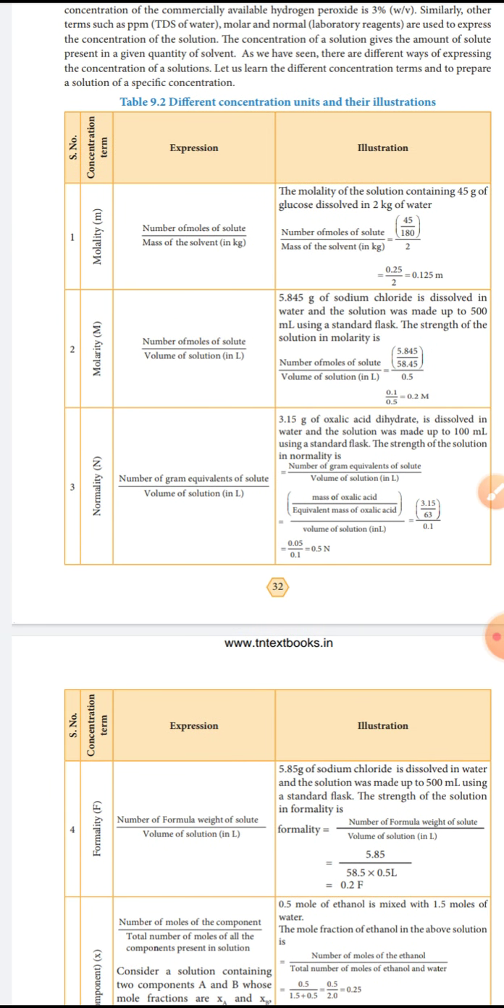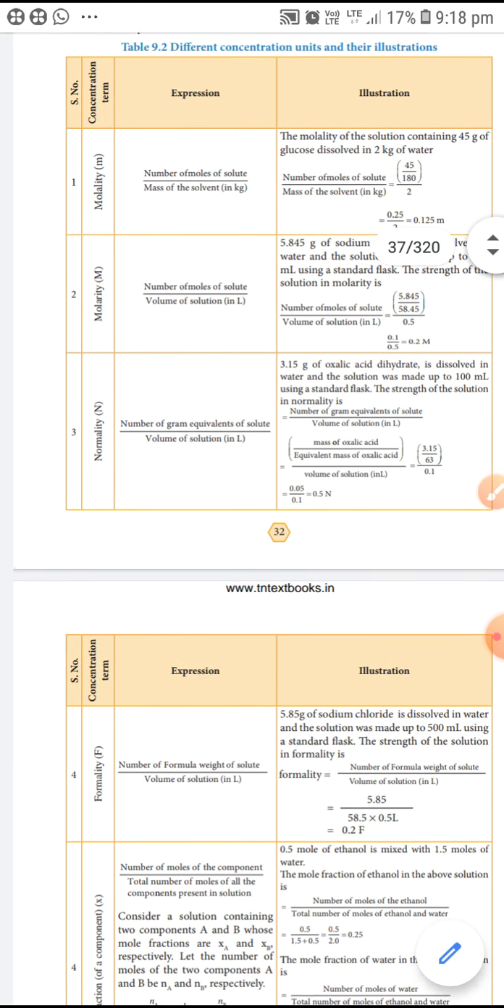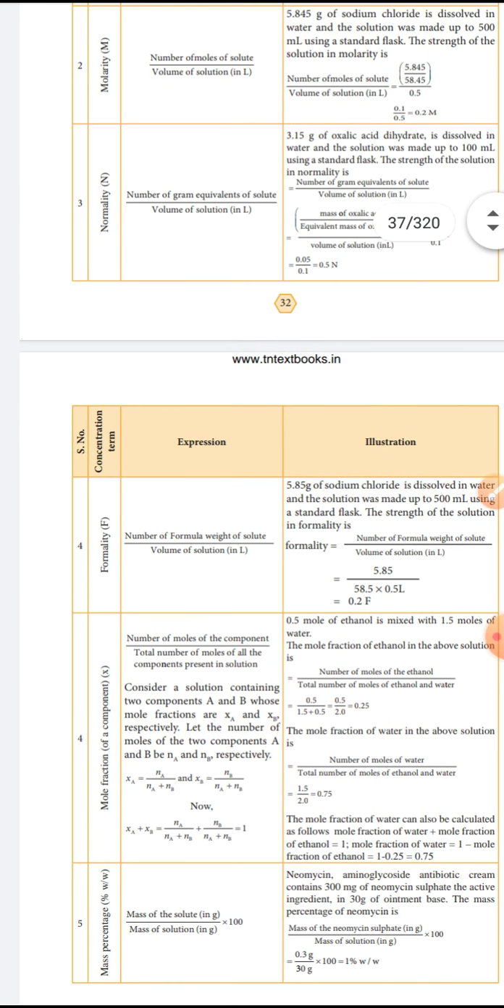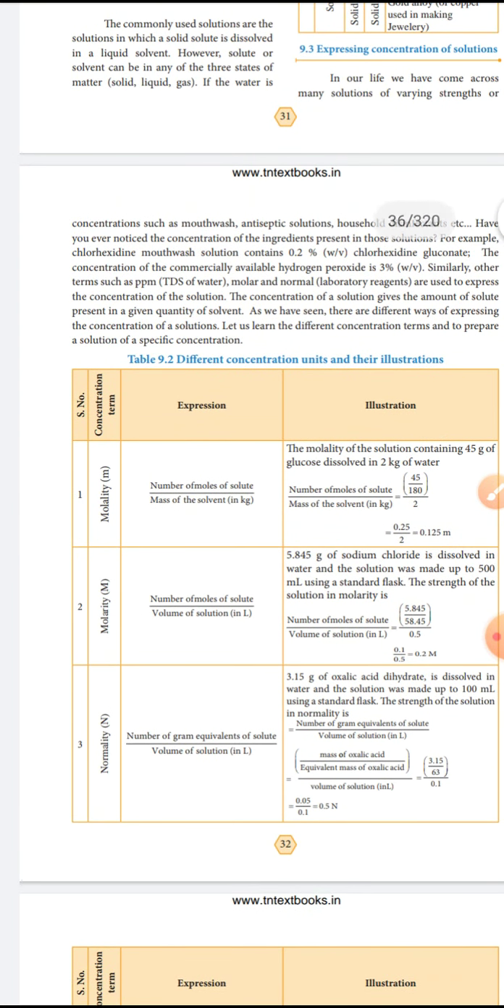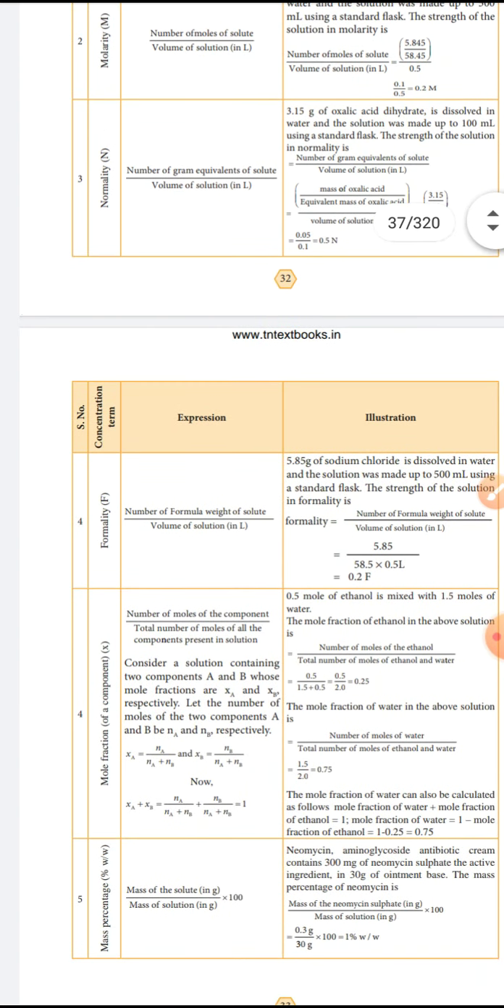Listen, these are all 2 mark questions: define molality, define molarity, define normality. In this way you have to learn the definitions. How to learn a definition? First, molality. Molality is defined as the ratio of the number of moles of solute to the mass of the solvent. Like that, every definition should be studied.